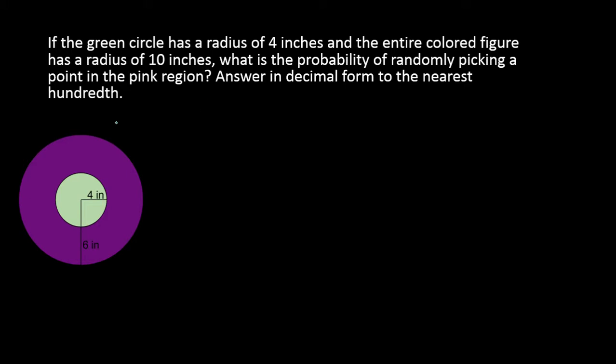Okay, so we know that the green circle has a radius of 4 inches, and that can tell us the area of the green circle. Remember, area of a circle is pi r squared, and I know this radius is 4 inches. So the area of this circle is 16 pi inches squared.